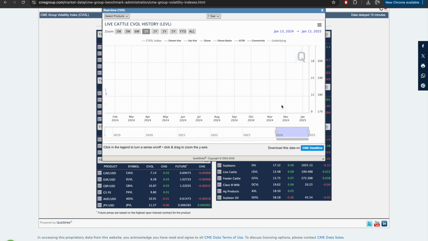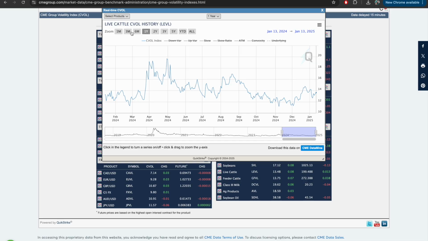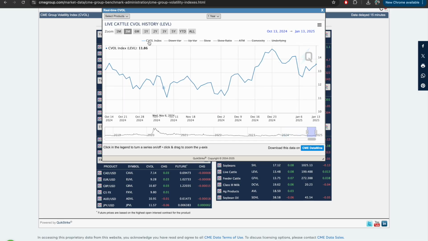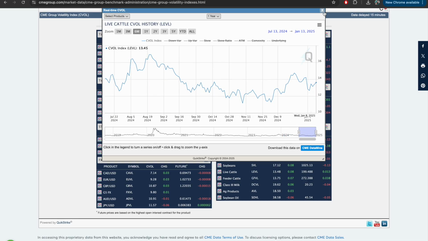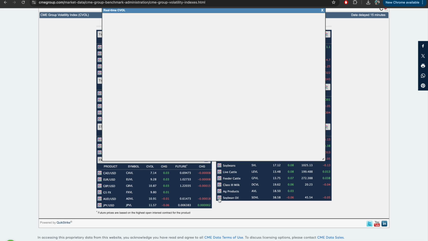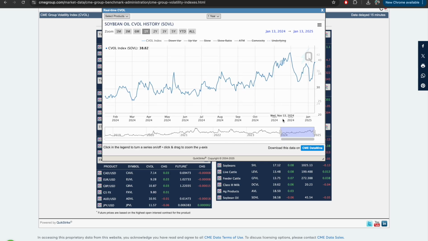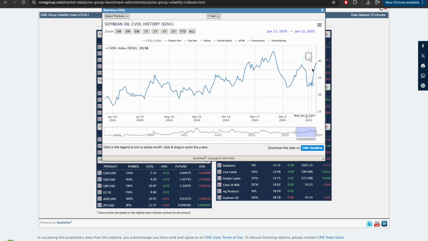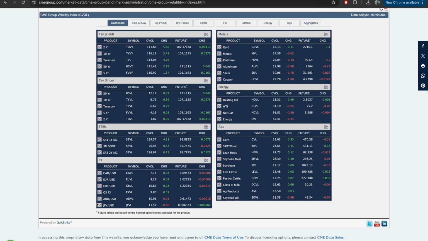We have live cattle, which is also relatively high, like the other meats. Feeder cattle don't trade too much, and we have soybean oil, which we already touched upon. And that's about it for the commodities where volatility is relatively high. I'm not gonna go through the currencies. It's kind of the same thing.